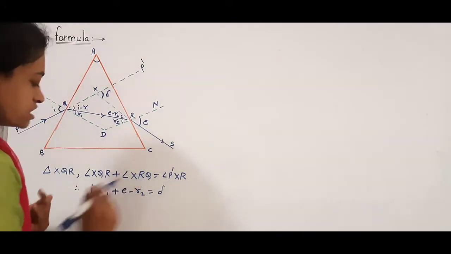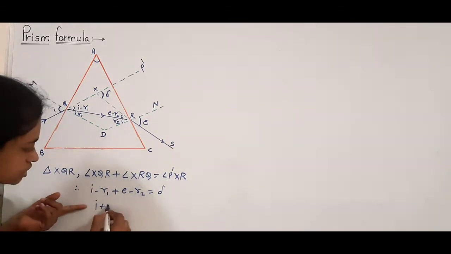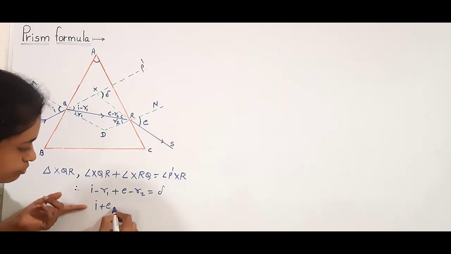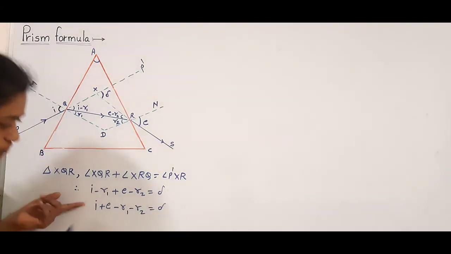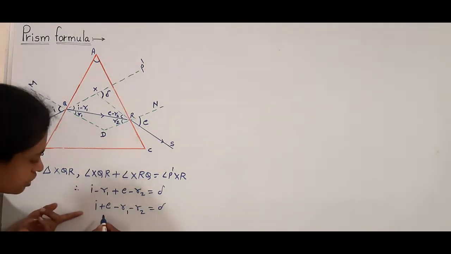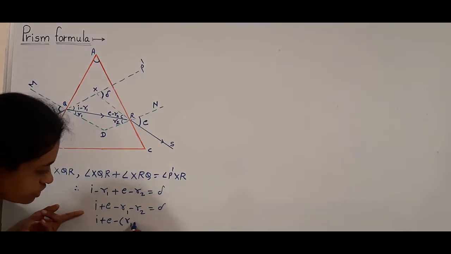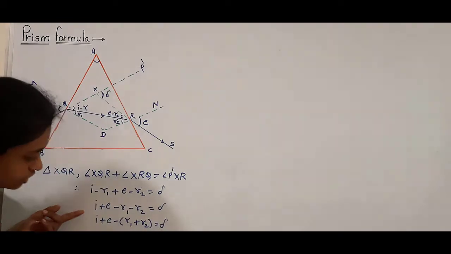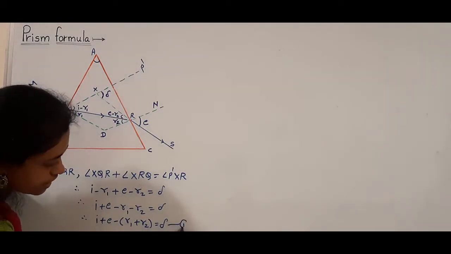We can rearrange this equation. How will we write here? I plus E minus R1 minus R2 equal to delta. We can write I plus E minus, into bracket, R1 plus R2, that is equal to delta. Call this equation 1.